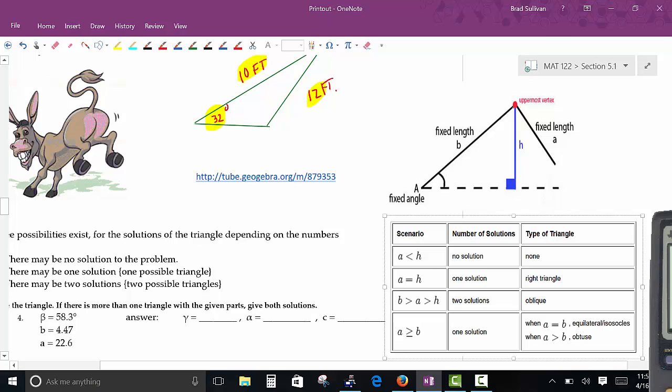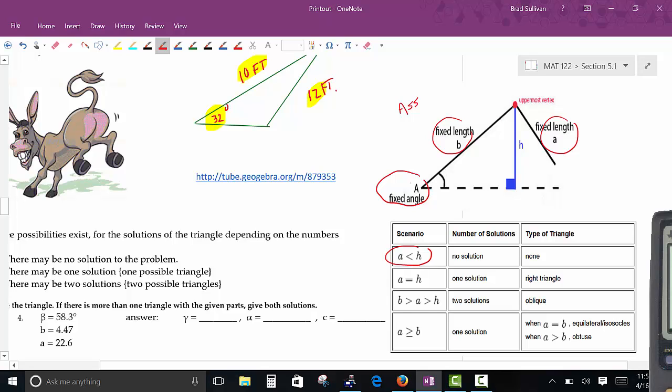So basically, this is what I wanted to cover and talk about here a little bit. So you have a fixed angle. You have a fixed length, and you have a fixed length. This is the angle, side case. And when you have that, here's the height of the triangle, so if this side A is smaller than H, then it's impossible to close a triangle. No matter what this angle up here is, it's impossible to make a triangle out of that.